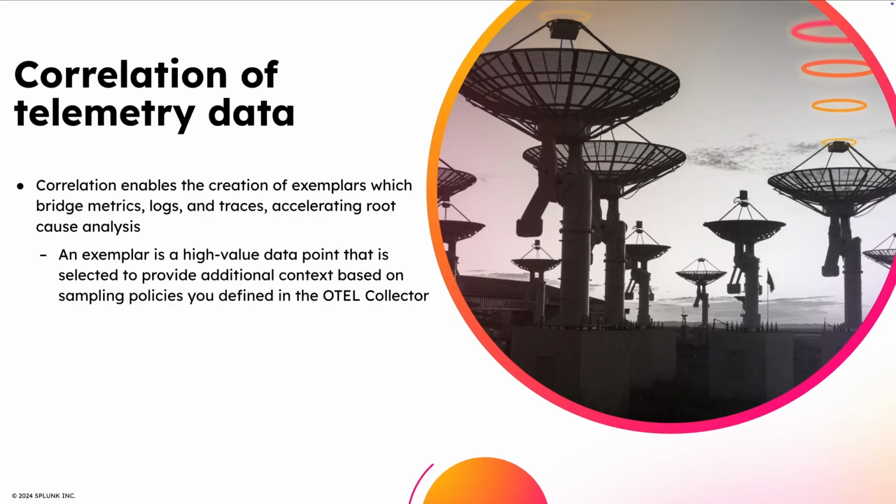An exemplar is essentially a high-value data point that's been selected and provided with additional context. This is done based on sampling policies you define in the OpenTelemetry collector. Exemplars can link a metric spike, for instance, to the specific trace or log that caused it, making it much easier to track down the root cause of an issue.